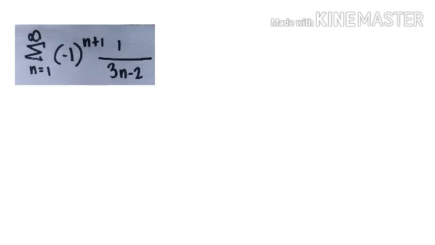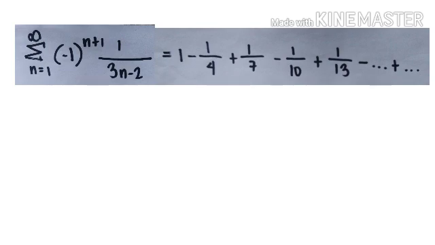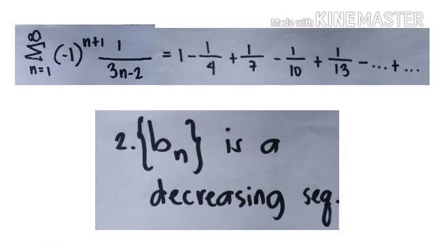To find whether it is a decreasing sequence or not, let's just substitute the value of n into the given series. So when n is equal to 1, we have 1. When n is equal to 2, substituting the value, we get 1/4. When n is equal to 3, we get 1 over 7, and so on. So regardless of the sign, as you noticed, it is decreasing. So it is a decreasing sequence.